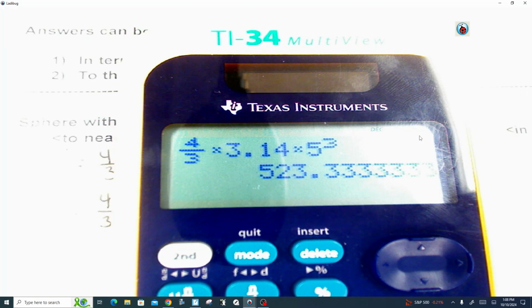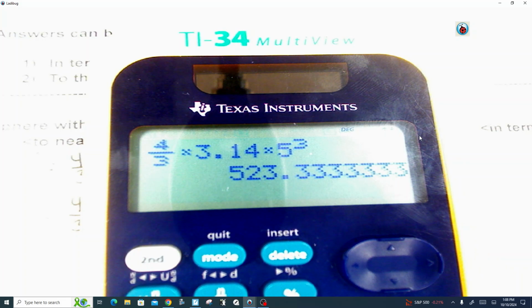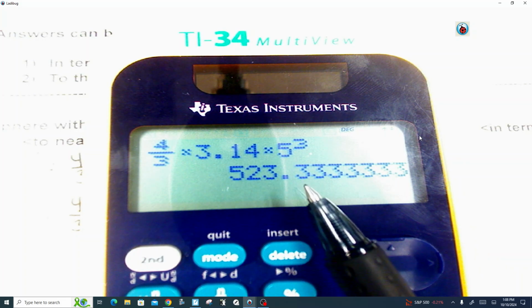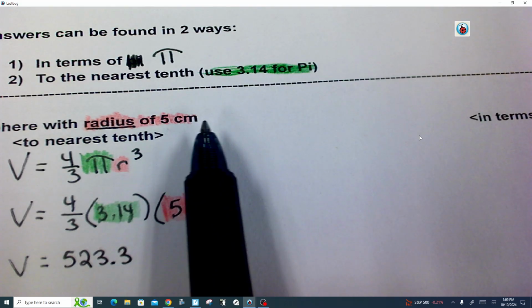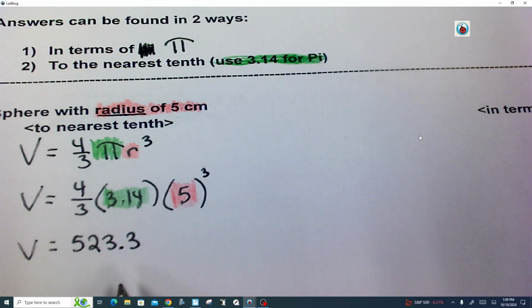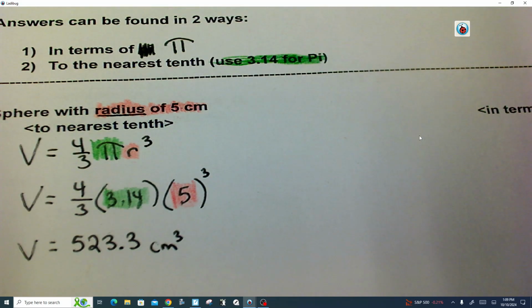So there we have it. It's 523.3 repeating. So what's that going to round to? Point what? 0.3. And since this is centimeters, what are we going to write for the unit? Centimeters cubed would be correct. Now, that is very similar to what we've done with our other volume formulas, right? Now, it's this next step that is a little bit different, but quite frankly, it makes it easier. Do we like easier? I like easier.